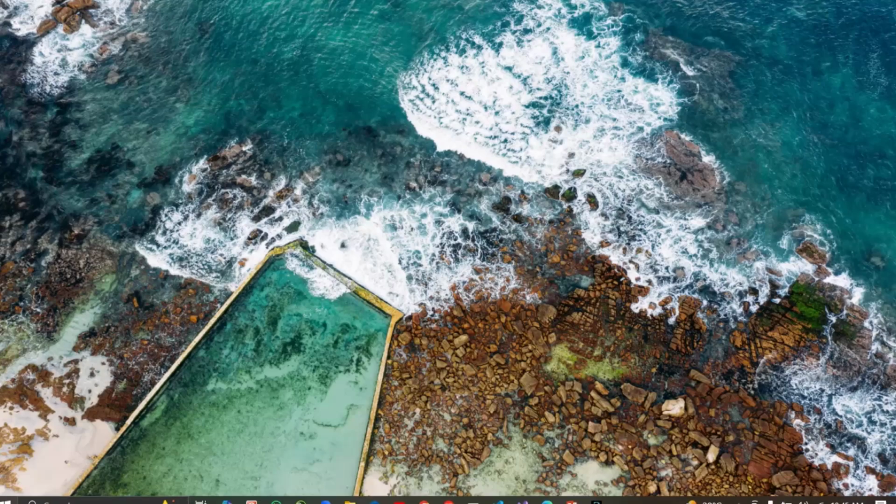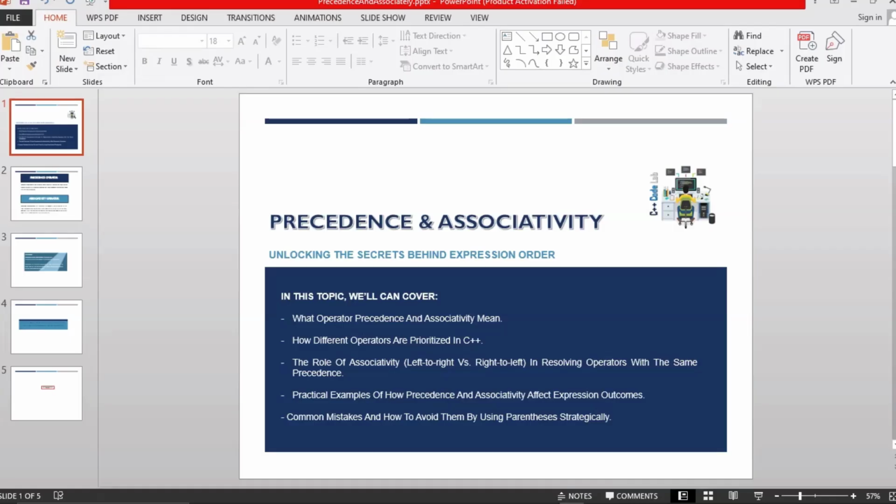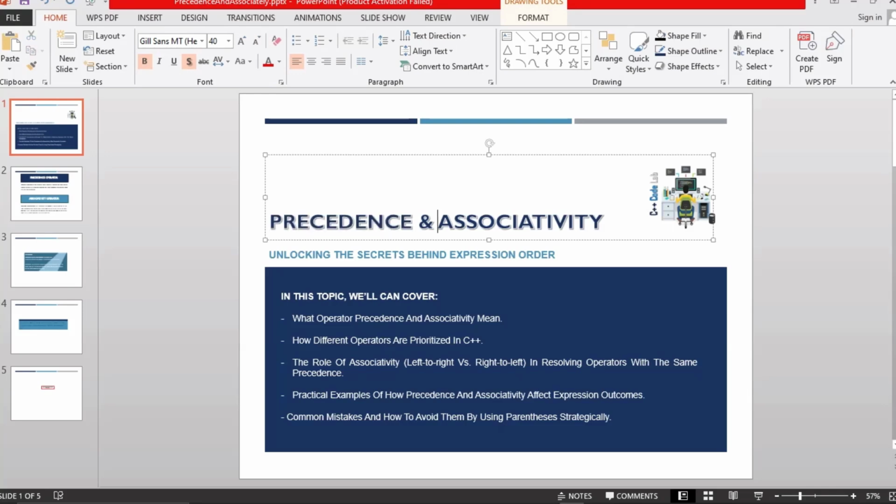In today's lecture we'll be talking about precedence and associativity. We will understand what precedence and associativity mean, so we unlock the secret behind the expression order. Before we understand expression order, we have to understand what precedence and associativity mean. In this topic we will cover what operators, precedence and associativity mean, the meaning of precedence and the meaning of associativity.